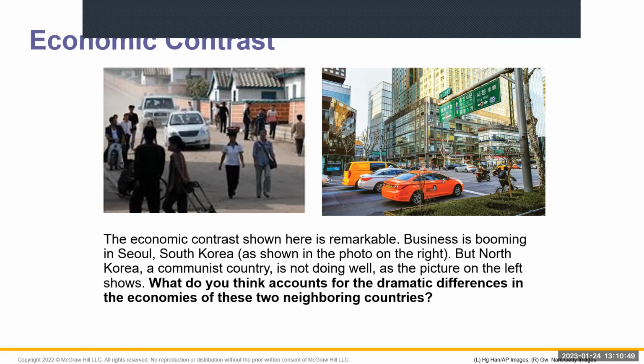And the author asks, what do you think accounts for the dramatic differences in the economies? Well, it's kind of obvious, isn't it? South Korea has a free market open system. North Korea has a closed system that is controlled by the government. They control the means of production. That's socialism, and we'll get into that on Thursday.